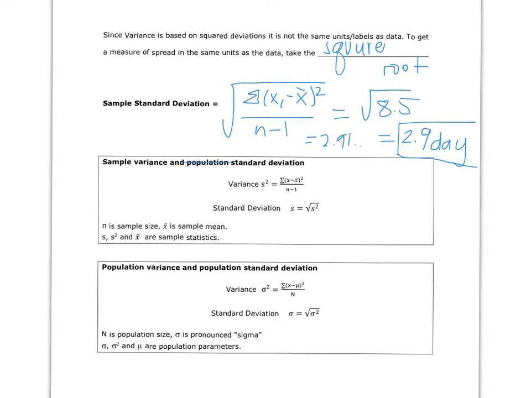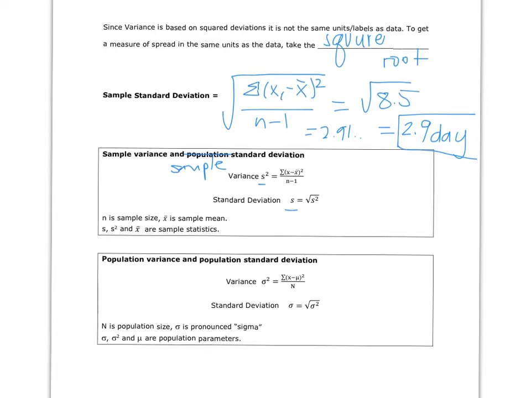That should say sample, sorry about that. And also we have some notation. For sample variance and standard deviation, we use S squared for variance. S squared stands for sample variance, and just S, think of taking the square root of S squared, we get S, that is the sample standard deviation. Just a couple of reminders: n is sample size, x bar is the sample mean, and we're adding to our list of sample statistics. S squared and x bar are sample statistics.